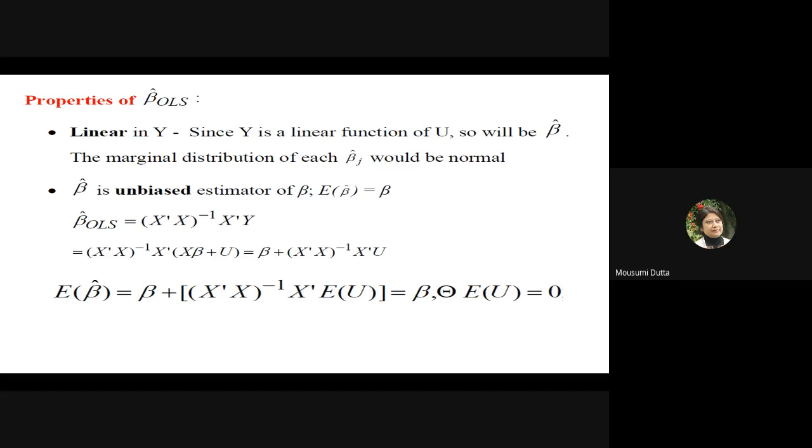Hence, we can claim that the series of beta hat OLS we are getting are unbiased estimators of beta. In this way, we can prove all beta hat OLS we derived using the K normal equations are unbiased estimators of all corresponding betas.